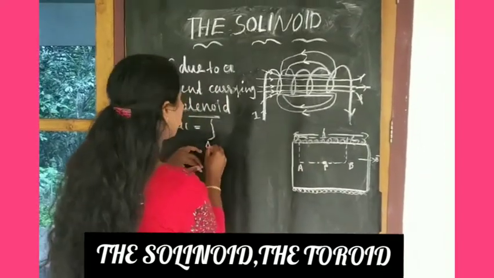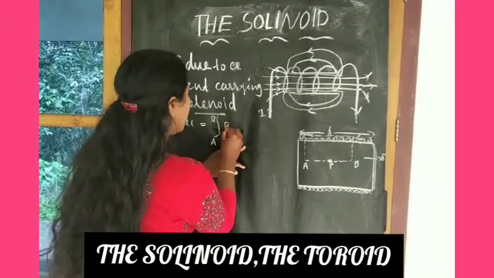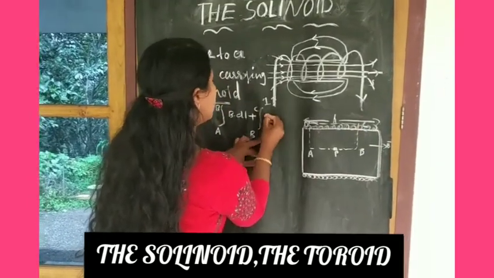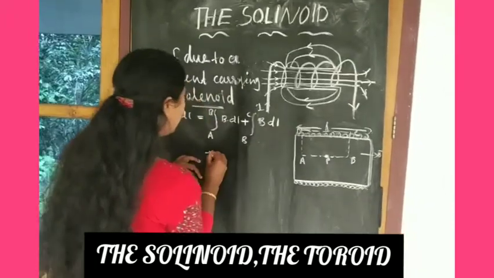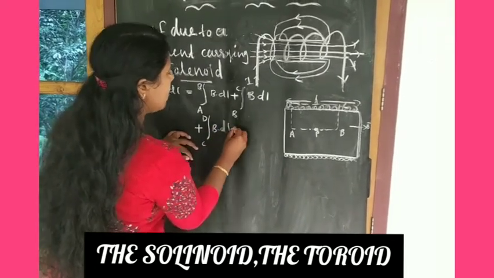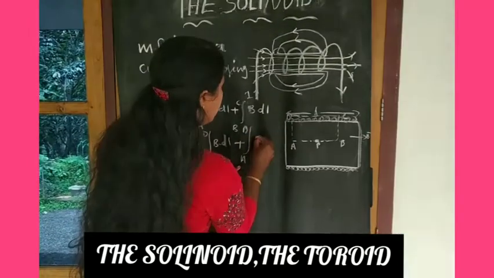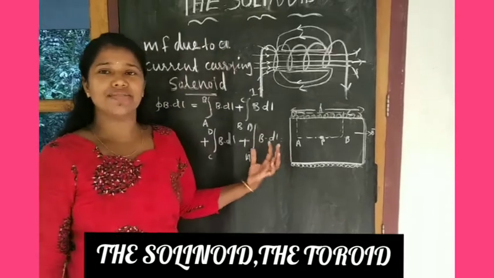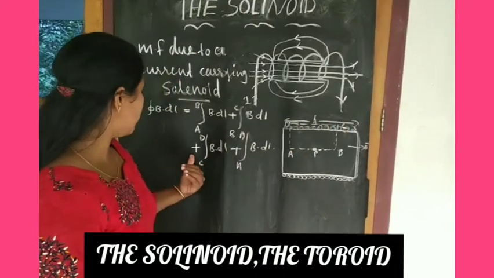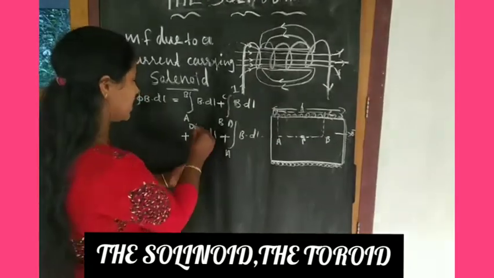Considering this loop, the first part is A to B. So the closed integral of B dot dl is the integral from A to B of B dot dl, plus the integral from B to C of B dot dl, plus the integral from C to D of B dot dl, plus the integral from D to A of B dot dl. From the diagram, C to D is outside the solenoid where there is no magnetic field, so no need to consider C to D.